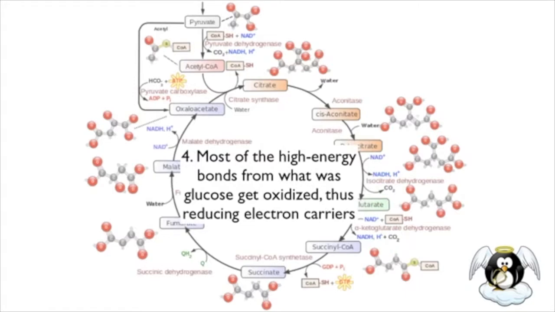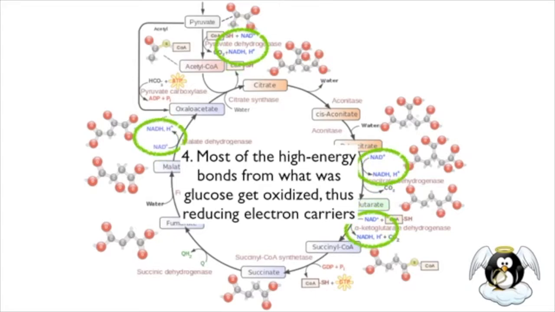Finally, most of the high-energy bonds from what was originally glucose but became pyruvate and then acetyl coenzyme A as it enters the cycle, most of those high-energy bonds get oxidized, okay? And if you remember, if something gets oxidized, somebody else got to get reduced. I've got a redox video. I'll put that link in the description box below. So who's getting reduced are these electron carriers.